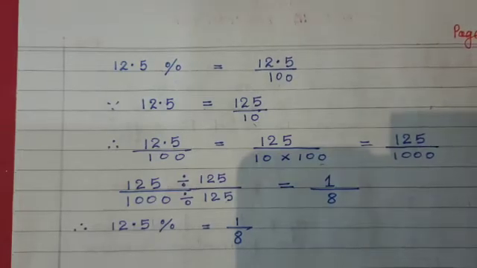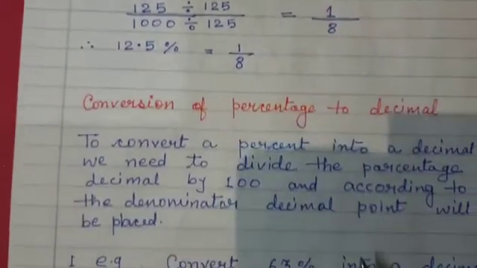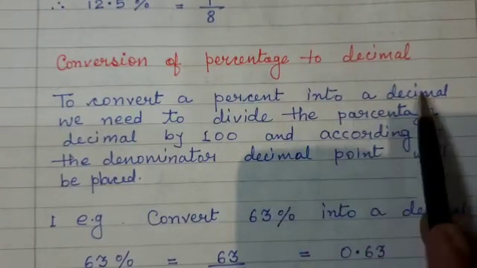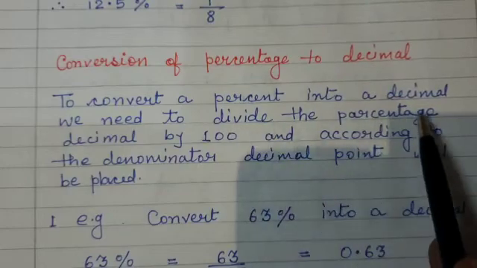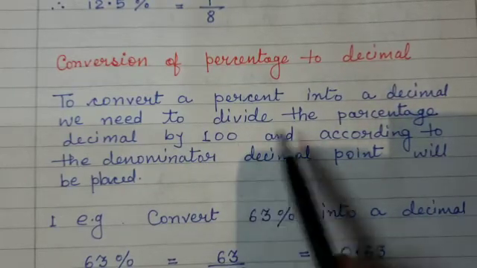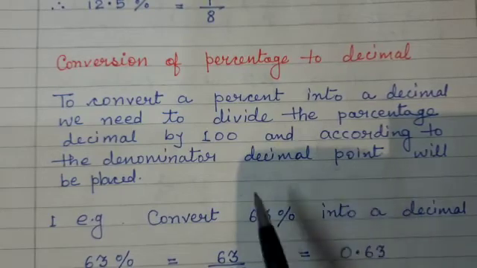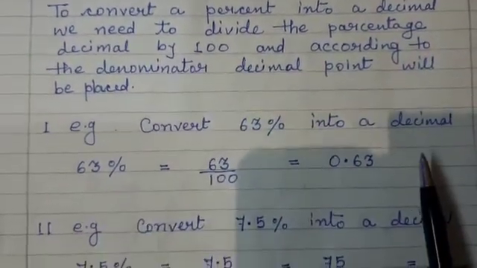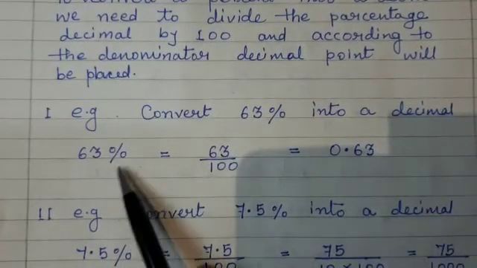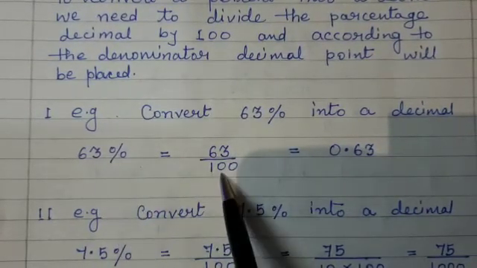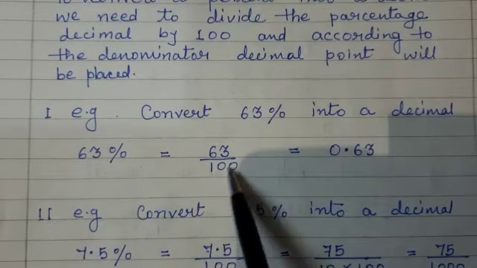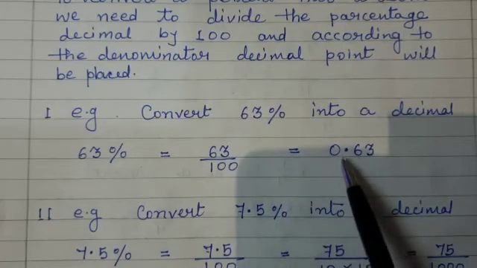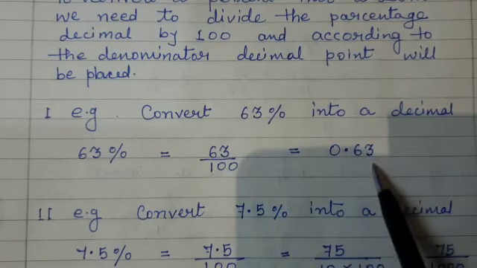Now see how to convert a percent into a decimal. Here, to convert a percent into a decimal, we need to divide the percentage number by 100 and according to the denominator, the decimal point will be placed. Look at here, convert 63% into a decimal. Very simple, 63% means 63 divided by 100, and here the denominator is 100, which has 2 zeros. So 2 decimal places should be there. Therefore, we get 0.63.